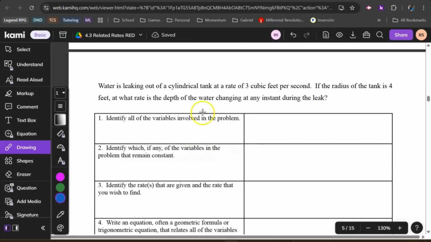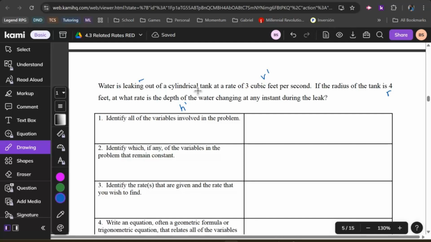Let's keep going. Now we're going to do that cylindrical tank. Now remember, on the cylindrical tank, we are going to have something that isn't changing this time. So let's try and do this all at once. As we read it, let's write out what these things are. So water is leaking, negative, out of a cylindrical tank at a rate, that's going to be a prime, of 3 cubic feet per second. Well, cubic feet, that's going to be volume prime. If the radius of the tank is 4 feet, that's radius. At what rate is the depth of the water, so h prime, changing at the instant during the leak?